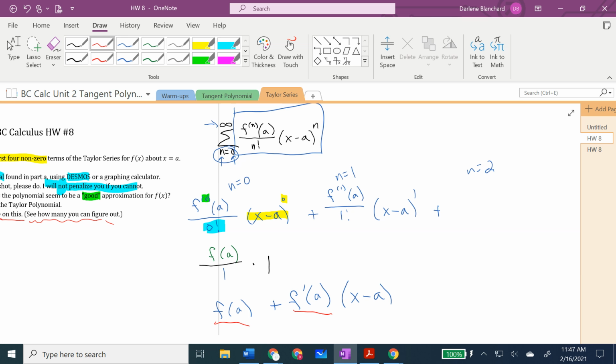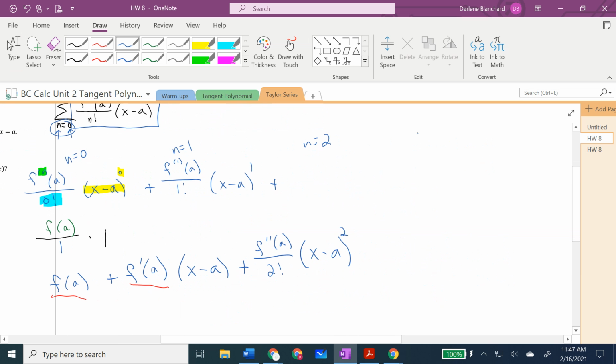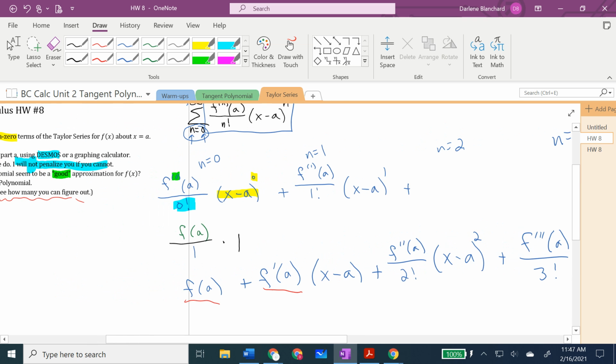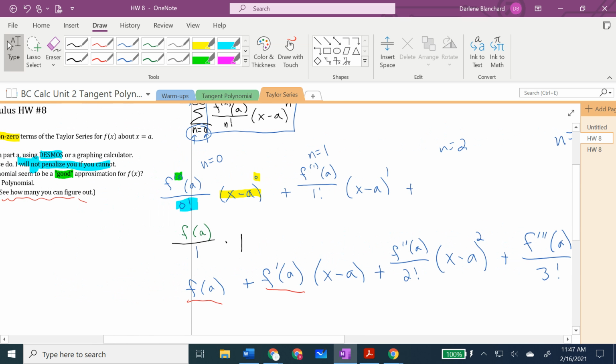Then the formula really starts kicking in when you hit n equals 2. When you hit n equals 2, then you're really looking at, okay, second derivative over 2 factorial times x minus a squared. And then n equals 3, third derivative at the center over 3 factorial times x minus a cubed. And at that point, you should get the idea. So save your time, but understand that that formula is in play at all times.